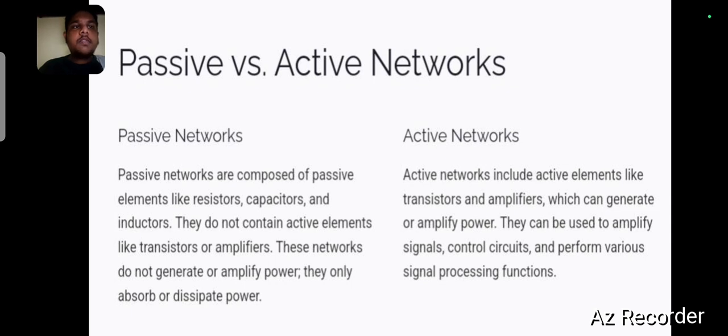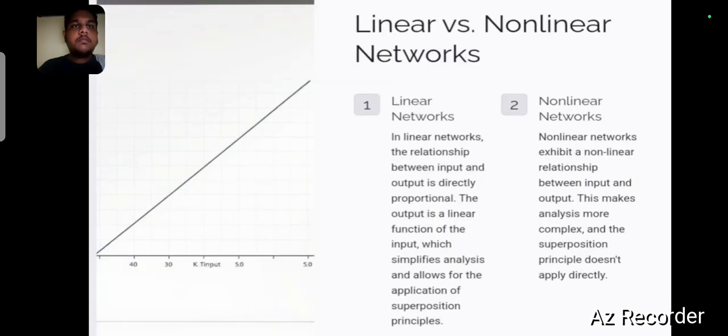Active networks. Active networks include active elements like transistors and amplifiers, which can generate or amplify power. They can be used to amplify signals, control circuits, and perform various signal processing functions.